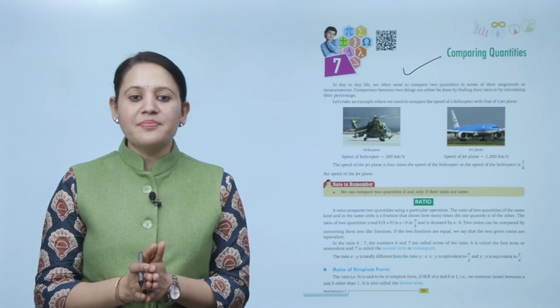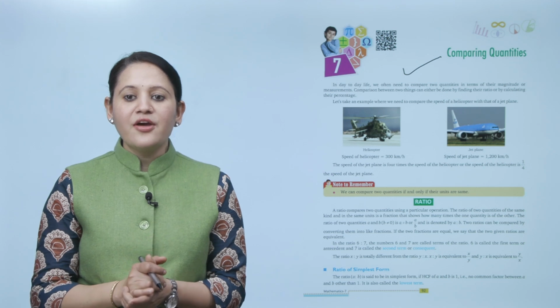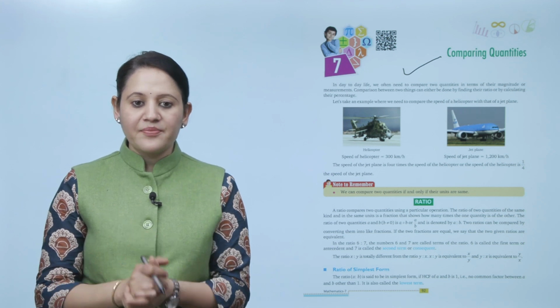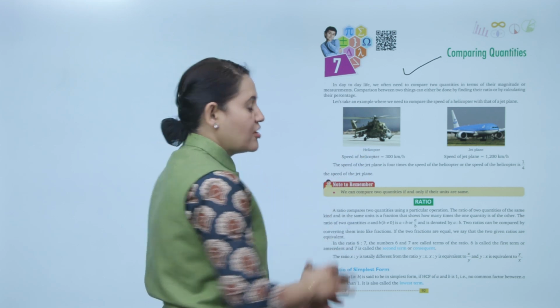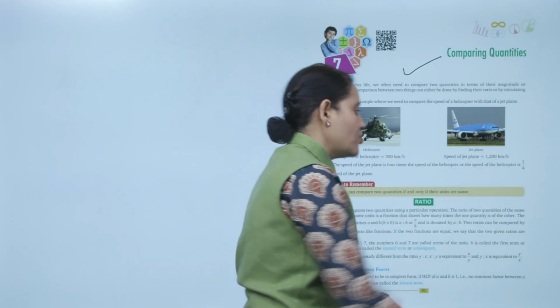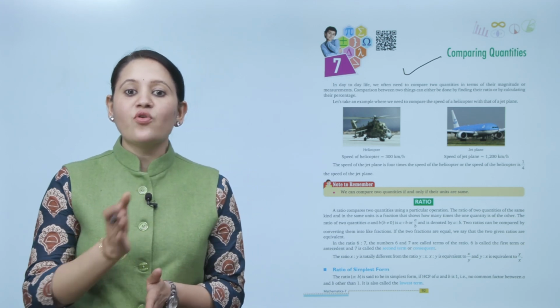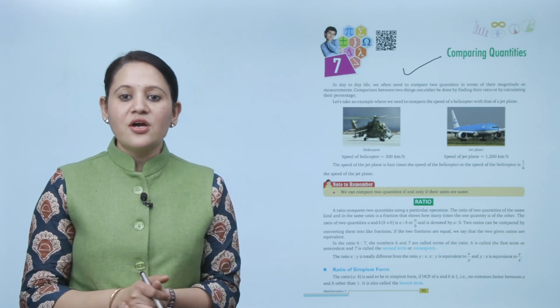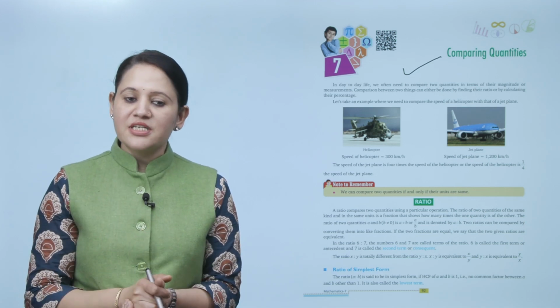Let's take an example. Here we need to compare the speed of a helicopter with that of a jet plane. The speed of the helicopter is 300 km per hour and the speed of the jet plane is 1200 km per hour. The speed of the jet plane is 4 times the speed of the helicopter, or the speed of the helicopter is 1/4 that of the speed of the jet plane.